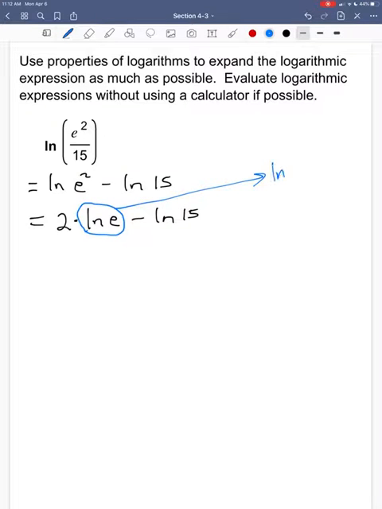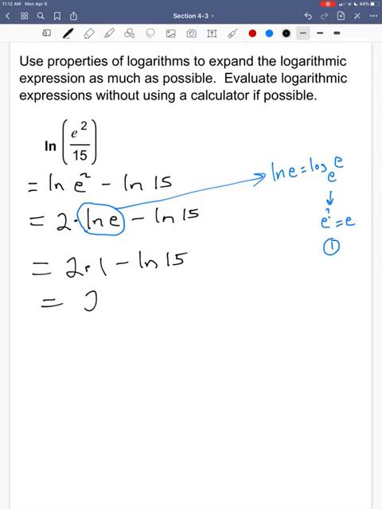So natural log of e is really log base e of e, and that says then e to what power is e, and so I would get that has to be 1. E to the first power is e. So when I go back here, instead of natural log of e, I can write 1, so 2 times 1 minus natural log of 15. Of course, 2 times 1 is just 2. So I get 2 minus the natural log of 15, and that's my solution.